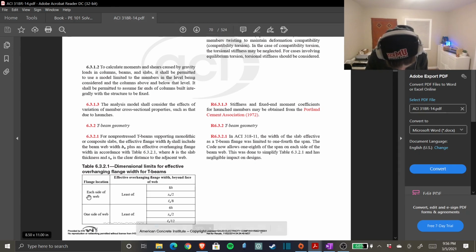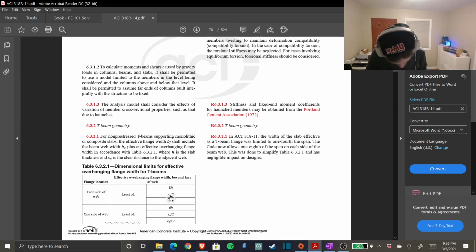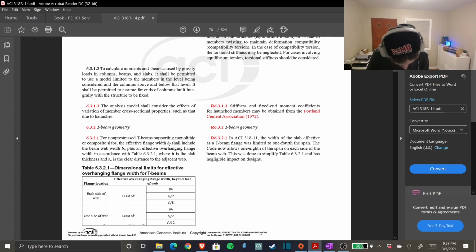So, flange location, each side of web, and we have effective overhanging flange width beyond face of web. And the least of 3 options: 8h, sw over 2, or ln over 8. And in the paragraph above, they define what each of those are. h is the slab thickness, and sw is the clear distance to the adjacent web. And then ln is the length of your span. So let's jump back and let's write all these constraints down, okay?